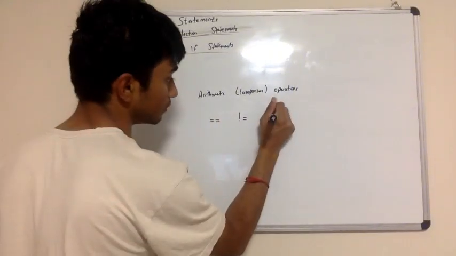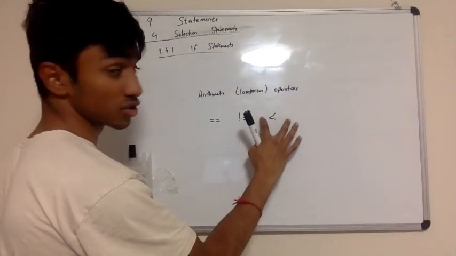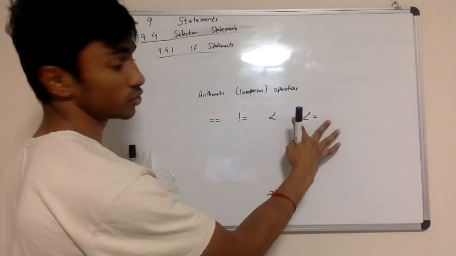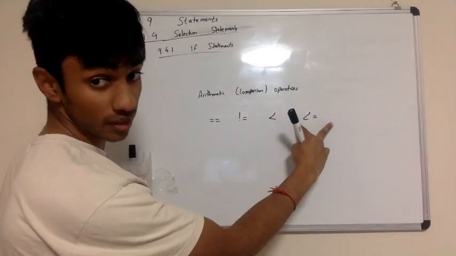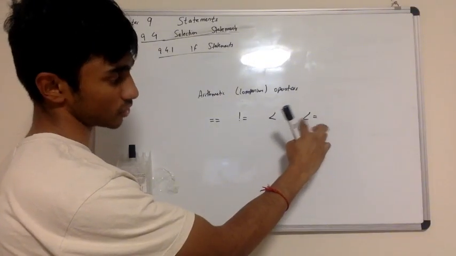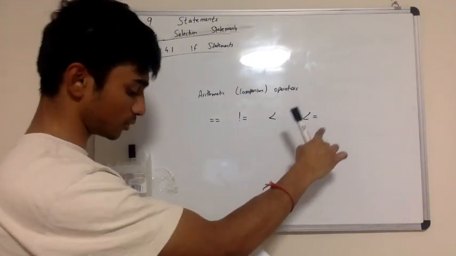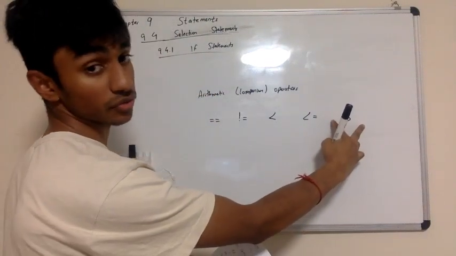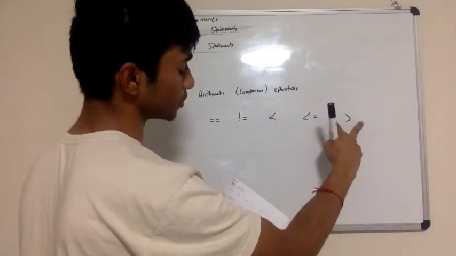And then similarly we have less than. If you put a 1 here and a 2 here, that would evaluate to true. You can say less than or equal to. 1 here, 2 here would evaluate to true. 1 here and 1 here would also evaluate to true, because less than or equal to is the less than symbol followed by the equal to symbol. Then greater than: 1 here, 2 here would evaluate to false because 1 is not bigger than 2.